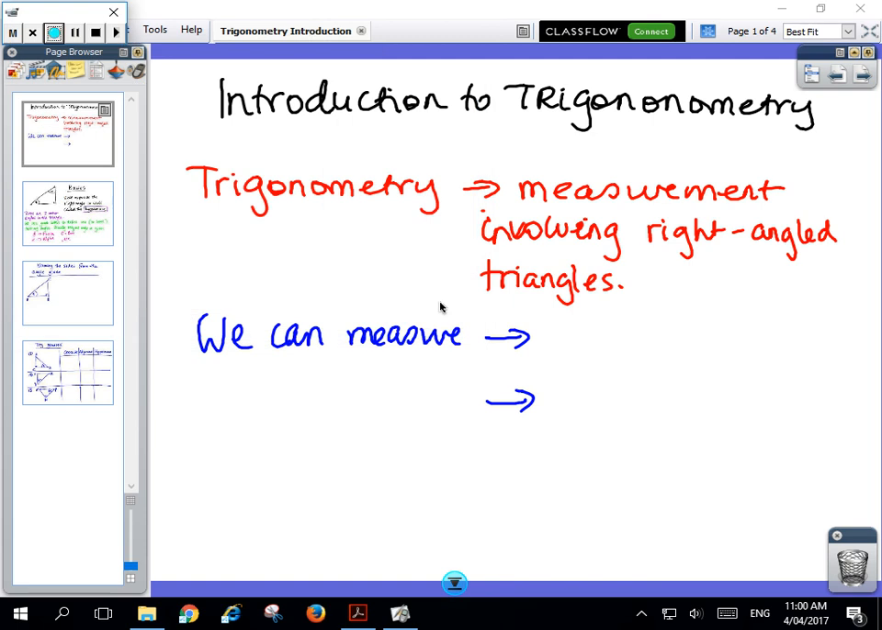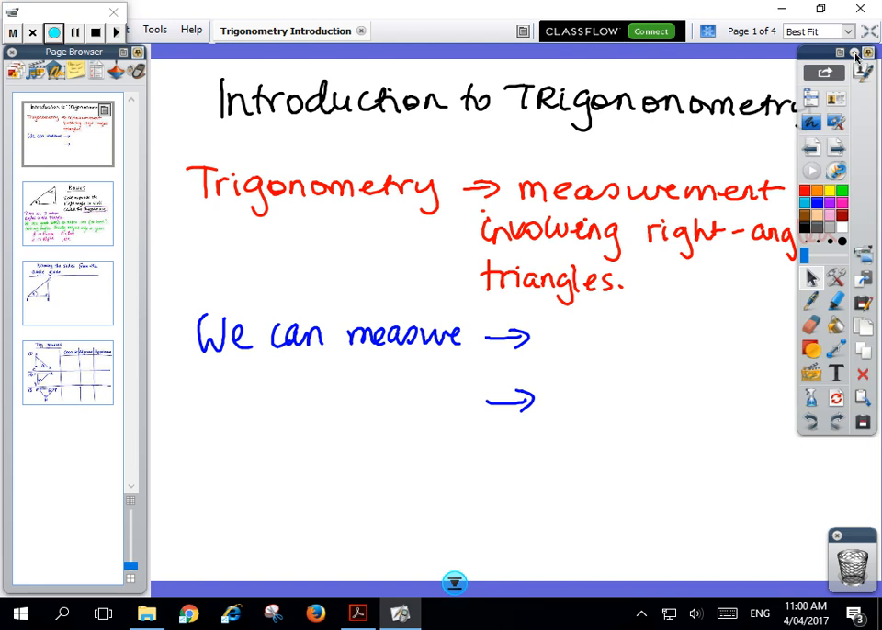Okay, so we're looking at the introduction to trigonometry, the new topic. And just to not confuse you, trigonometry just means the measurement involving right-angled triangles. And in a right-angled triangle, there are a few things we can measure. We can measure lengths of sides. And the other thing we can do is measure angles in the triangle.